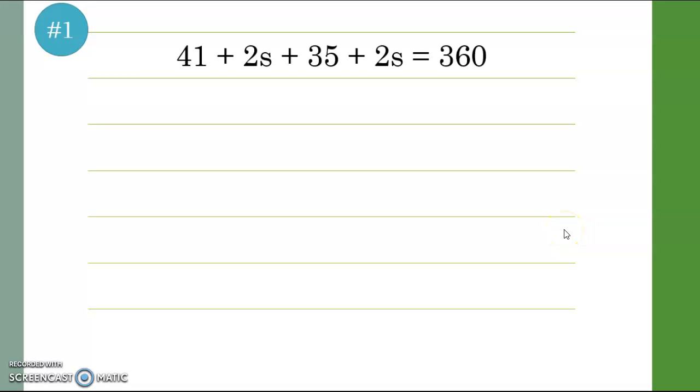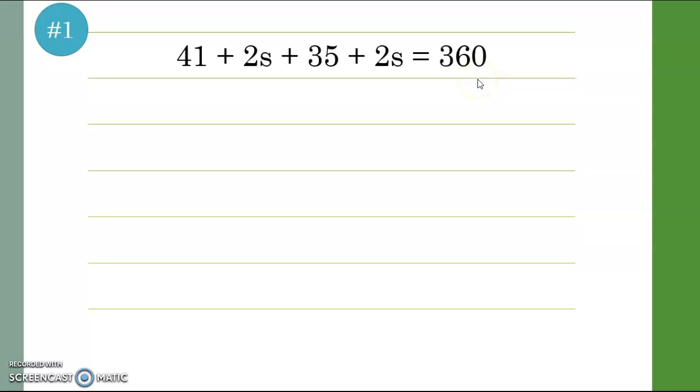In this video, we're going to review how to solve multi-step equations. I have two examples to go over. So for example number one, we have this equation, 41 plus 2s plus 35 plus 2s equals 360.